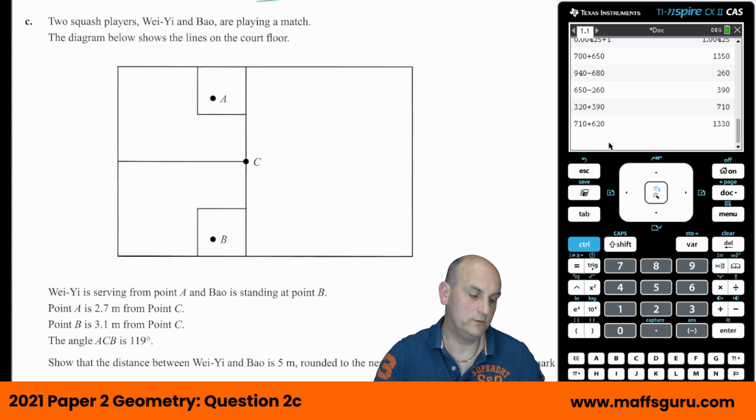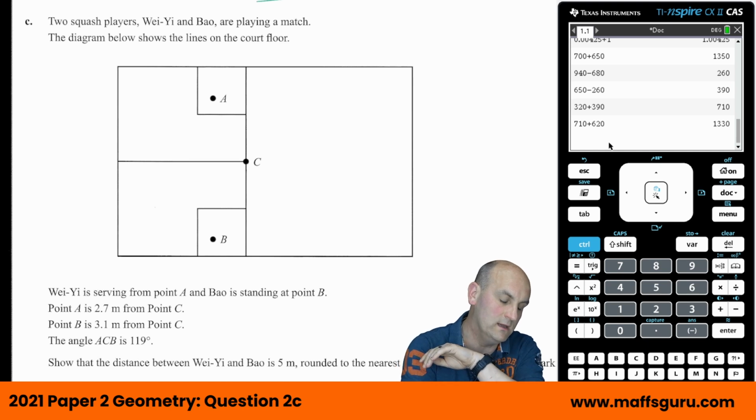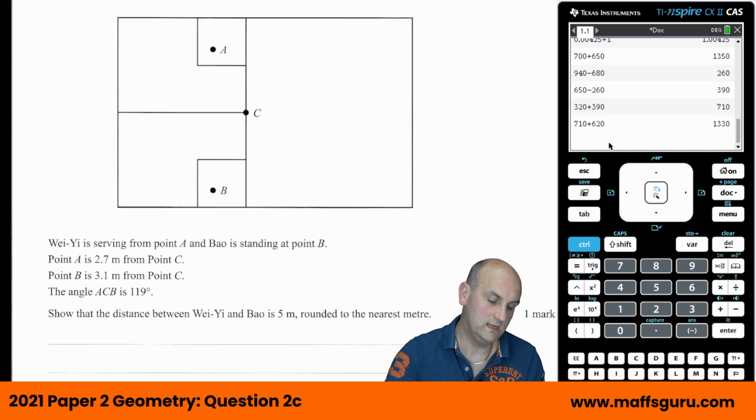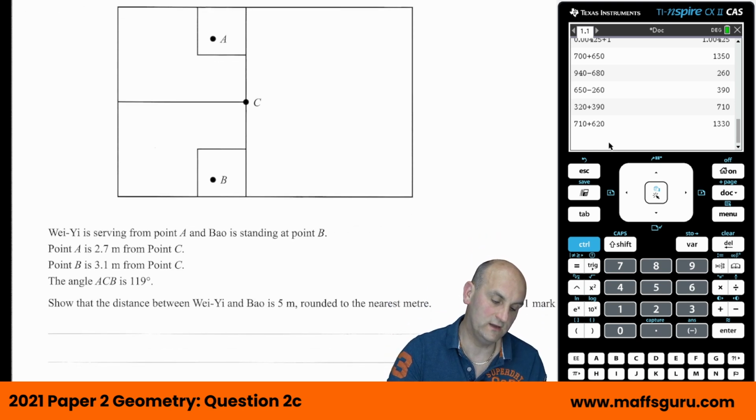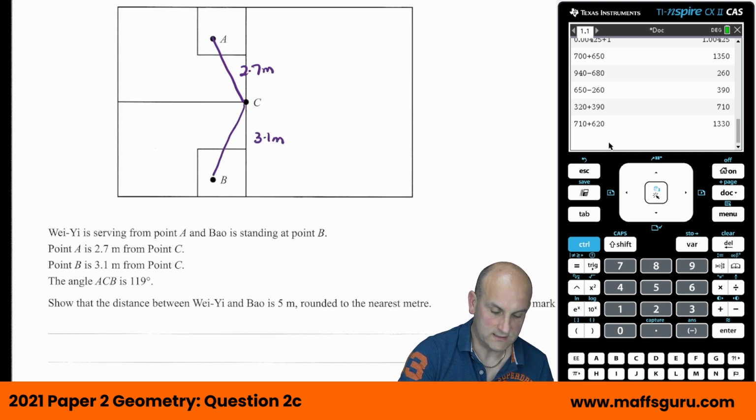The two squash players, Wei Yi and Bao, are playing a match. The diagram below shows the lines on the floor. Wei Yi is serving from A. Okay, so there we go. A to C is 2.7 meters. C to B was 3.1 meters.